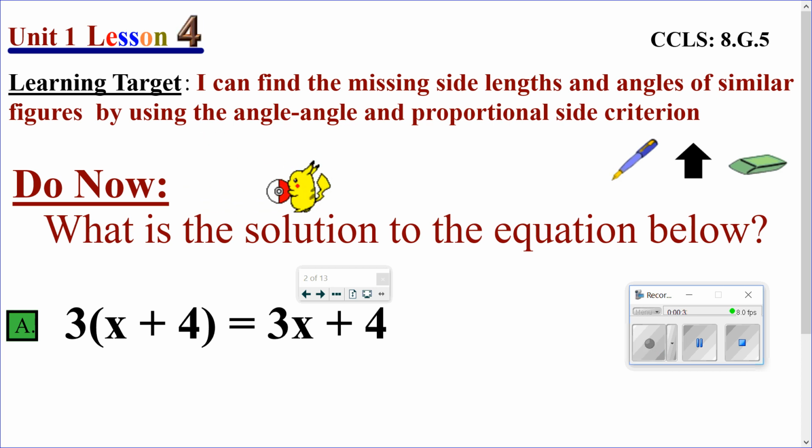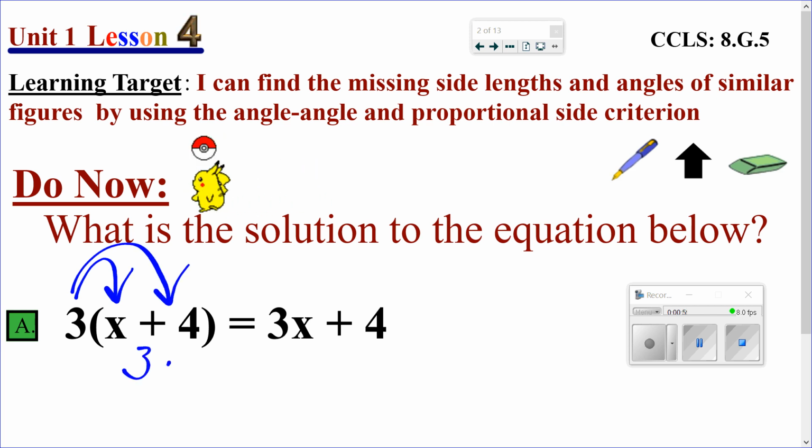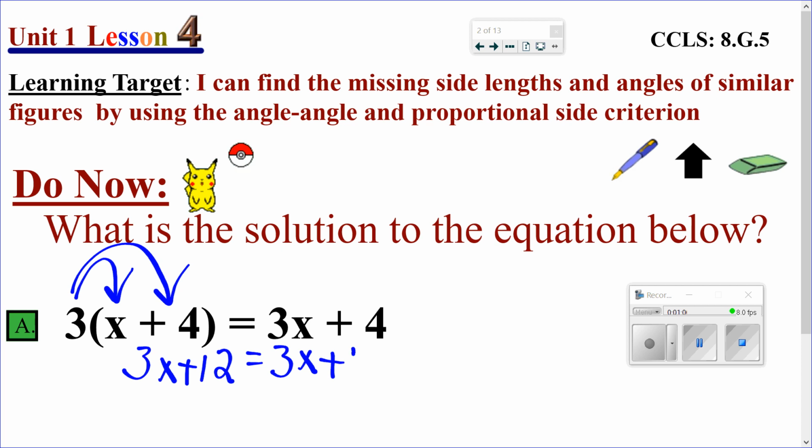So when we use our checklist that we've had posted, our first step is: is there a distributive property? Yes, there is. We can tell because of the parentheses. So we're going to distribute the 3 to the x and to the 4. 3 times x is 3x. 3 times 4 is 12. And we have 3x plus 4.